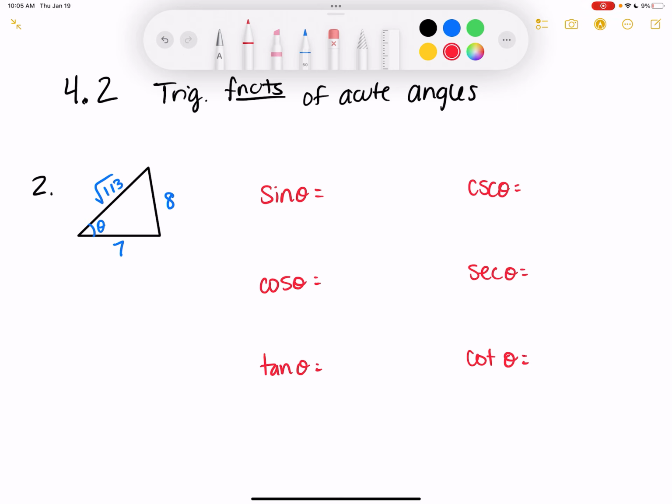So, what would the sine of theta be? 8 over root 113. I can't have a square root in the bottom, so what do I have to do? Multiply it by, by what? By square root of 113. Okay, so I'm multiplying top and bottom by the square root of 113. 8 root 113 over 113. Yep. 8 square root of 113 over 113.